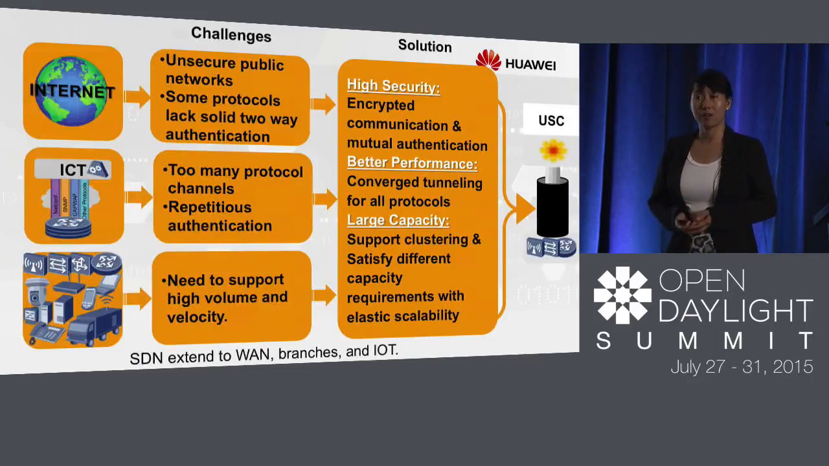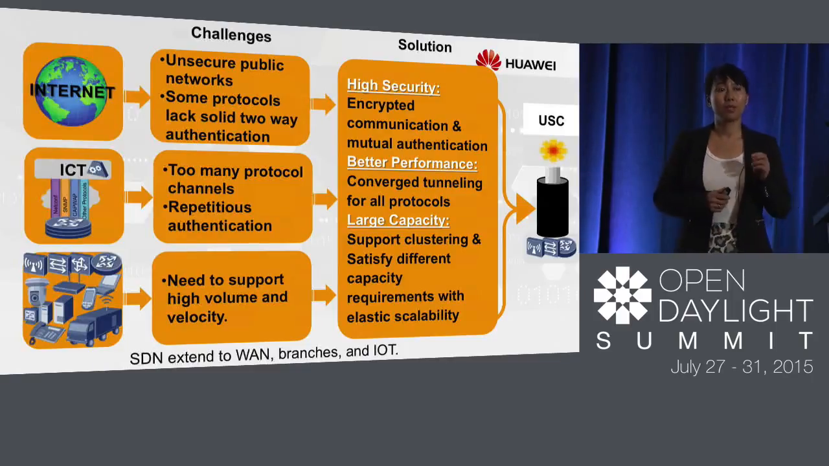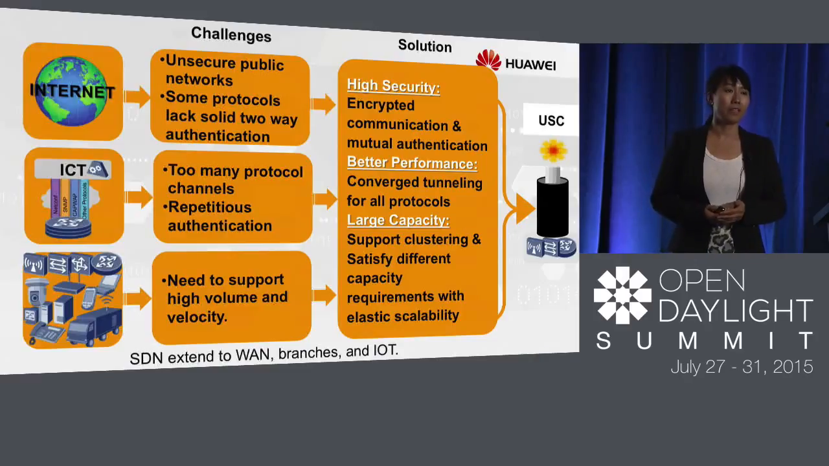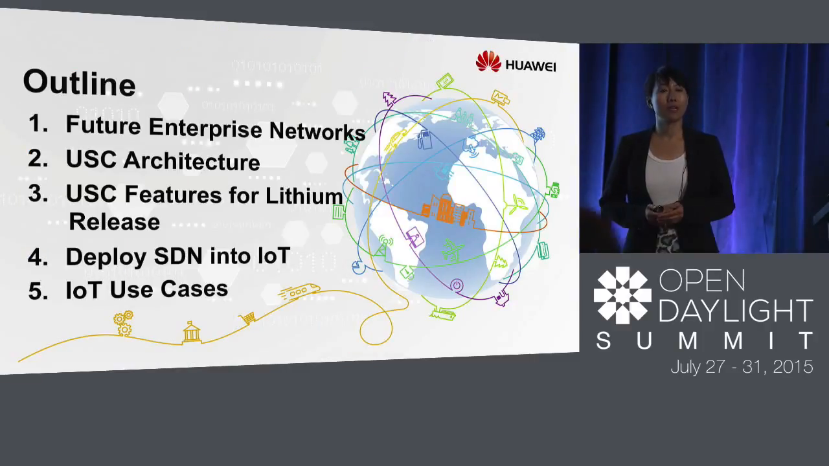So the challenges are, first of all, security. When the communication between the controller and the device crosses an insecure network, how can we make sure that communication is secure? And secondly, some of those protocols don't even have solid authentication. Then we'll go through some technical details of the USC architecture and a couple of very important technical points.